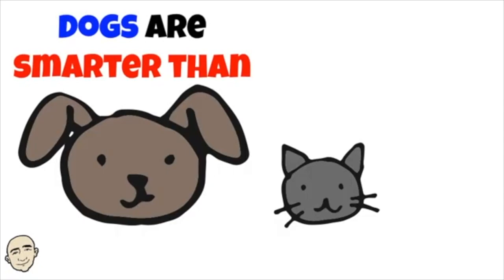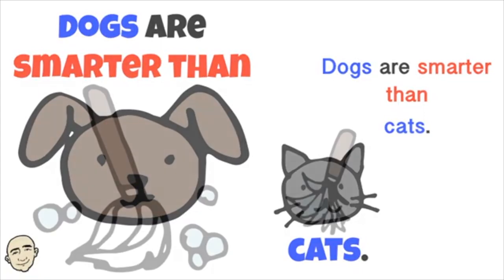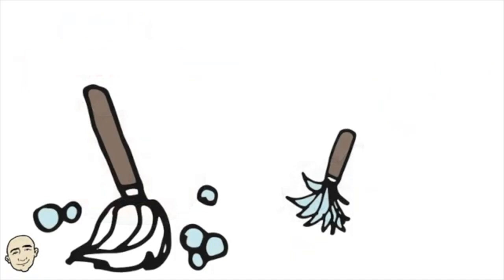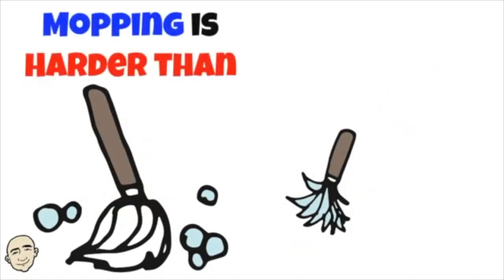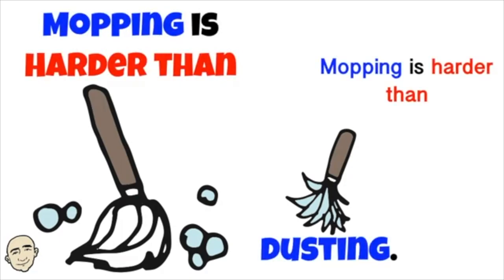Dogs are smarter than cats. Mopping is harder than dusting.